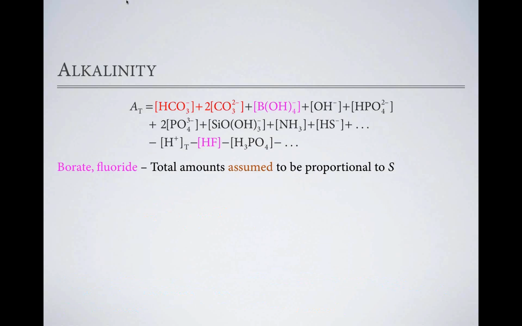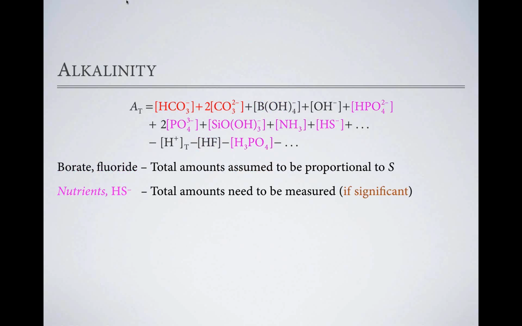So let's look. Well, borate and fluoride, the total amounts are assumed to be proportional to salinity. In many brackish waters, this is likely to be a very good approximation because the fresh water doesn't have high amounts of boron or fluorine in it. If, on the other hand, it does, then that falls apart a little bit. The nutrient species, realistically, you either need to measure them, or if you know they're low, you can ignore them. So again, this brown, if significant, how well do you need to make a measurement? Because ultimately, you're trying to calculate the term in red.